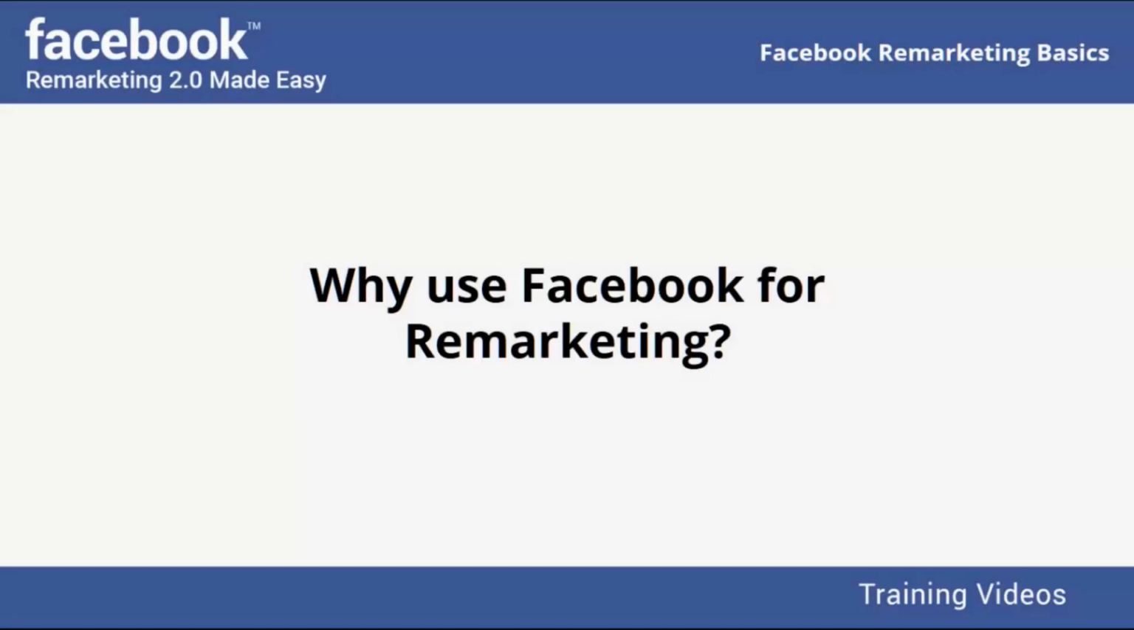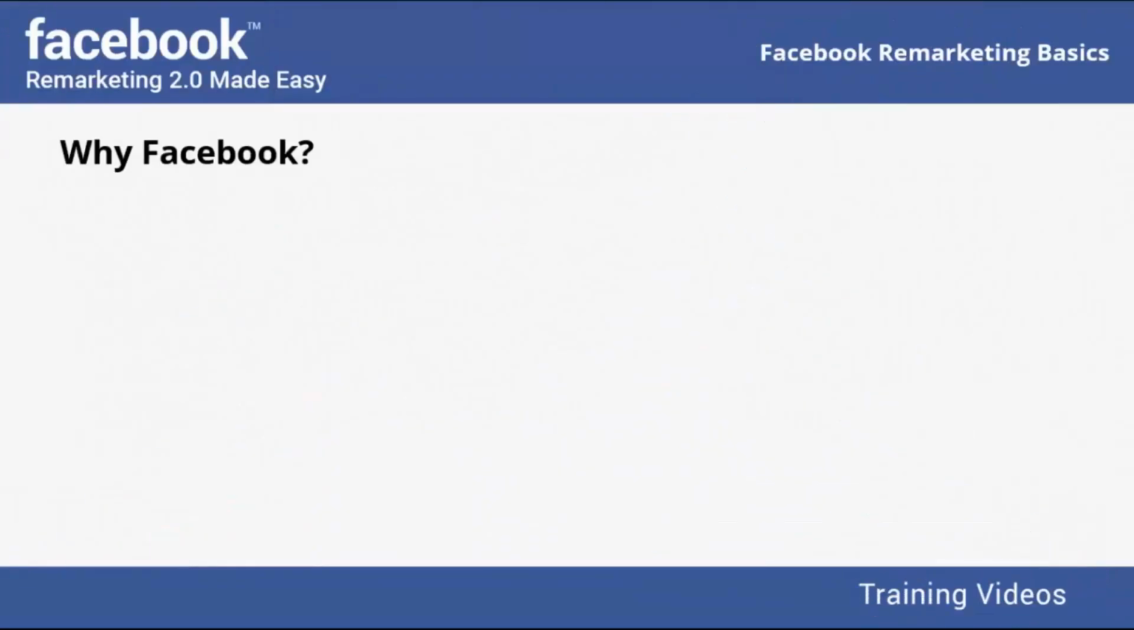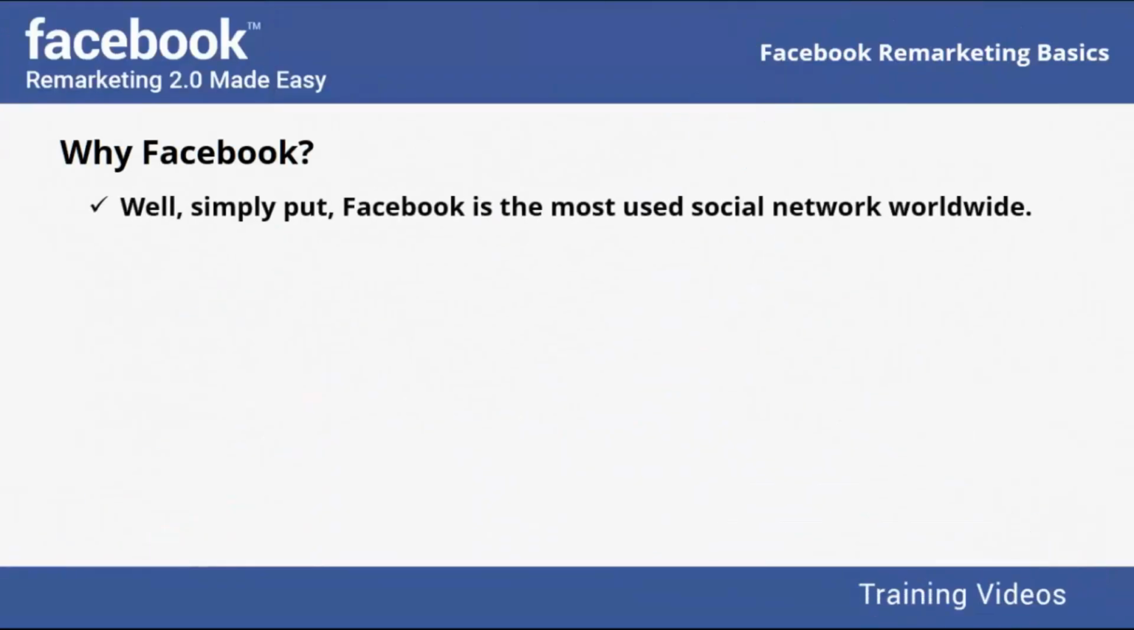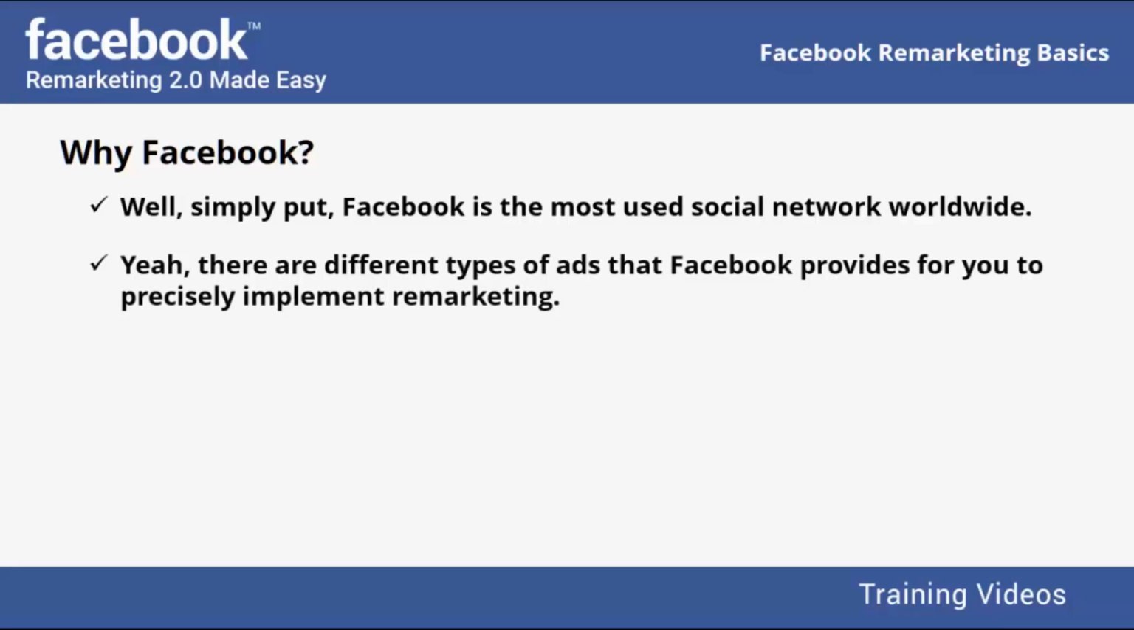Why use Facebook for remarketing? Why Facebook? Well, simply put, Facebook is the most used social network worldwide, and it is the most effective advertising platform that any brand can use. Besides that, Facebook offers you remarketing. There are different types of ads that Facebook provides for you to precisely implement remarketing. Facebook has made it possible for you to show your ads exactly to the people you want, who had already shown interest in your business in several different ways.